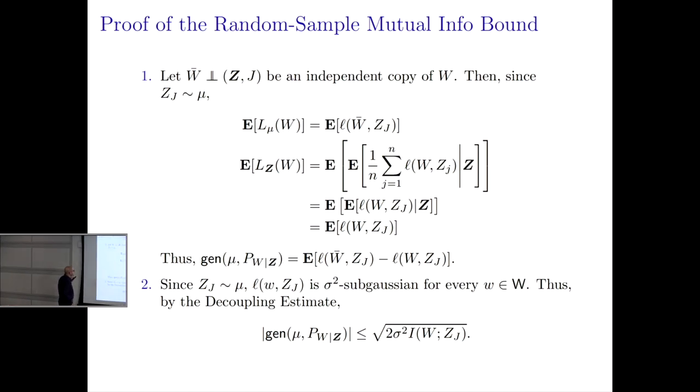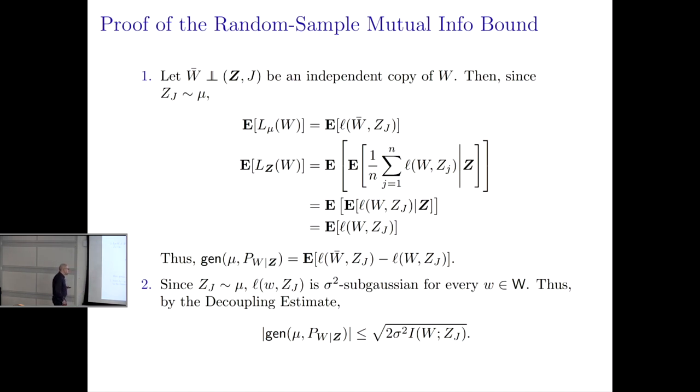So let W bar be independent, with the same marginal distribution as W, just independent of everything else. And then it's pretty easy to see that ZJ has the same distribution as Z, and W bar is independent and has the same distribution. So this is just the expected value of the population risk. And here I use that conditional independence property. If I look at the expected empirical risk, first I condition on the data. And then I see that, by the lemma, this turns out to be the conditional expectation of L of W and ZJ given all the data. And then I reverse the iterated expectation and end up with this.